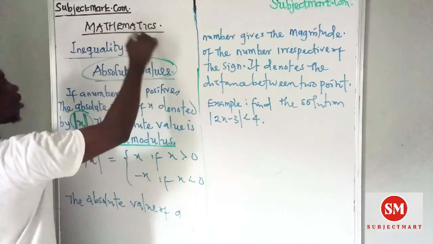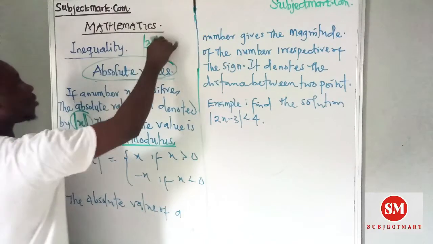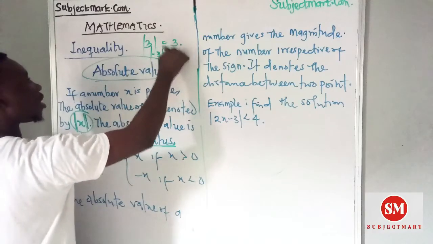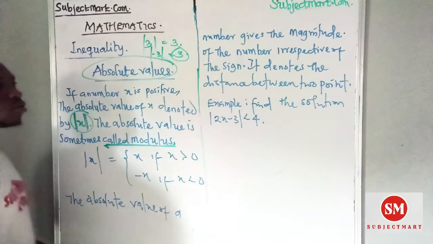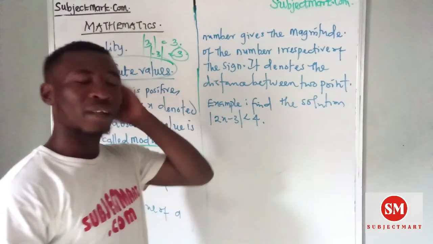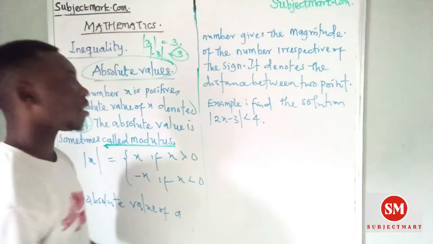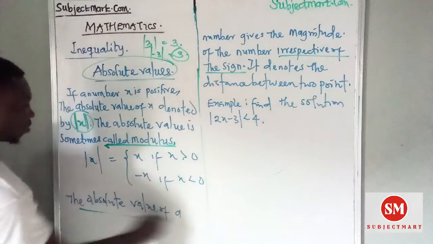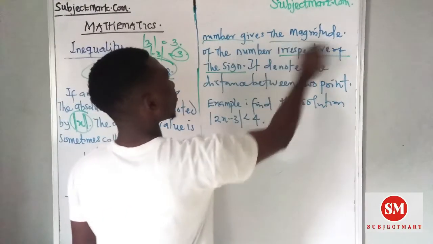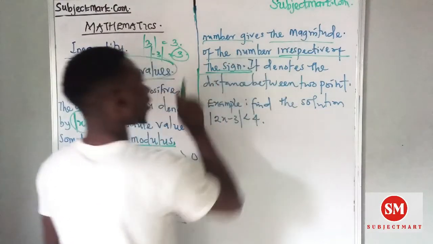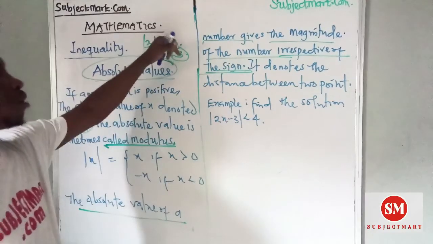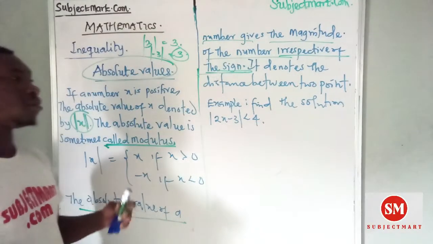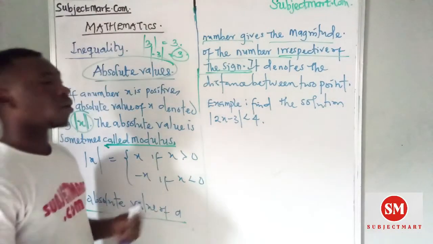So if I have 3 here, what's the absolute value of 3? 3. If I ask minus 3, what's the absolute value of minus 3? That is 3. So the absolute value of any number gives you the magnitude of the number, irrespective of the sign, whether negative or anything. So it denotes the distance between 2 points in a Cartesian plane or in a plane.